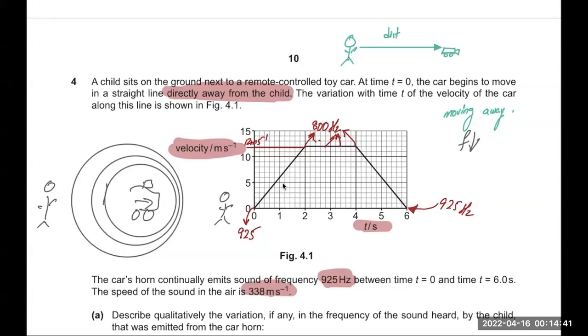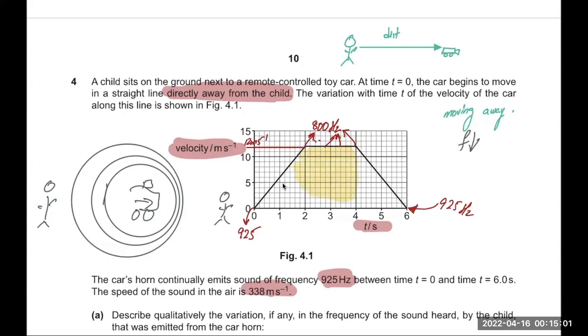Yes, the area under a velocity time graph gives us distance. So all we need to do is find out the area under the graph, up till t is equal to 4. So basically, this is the area that we need to calculate.